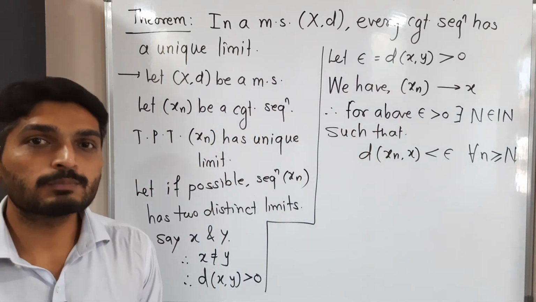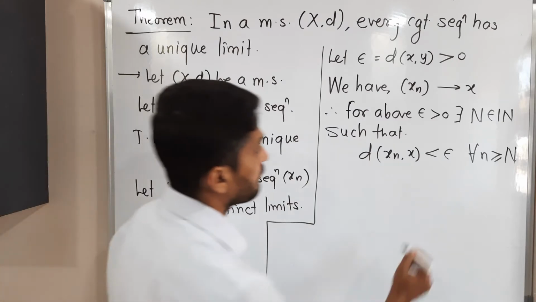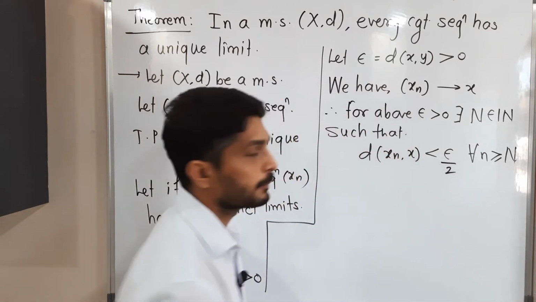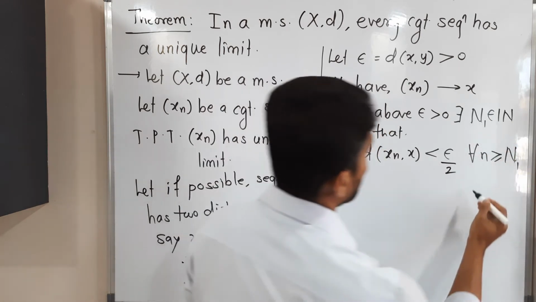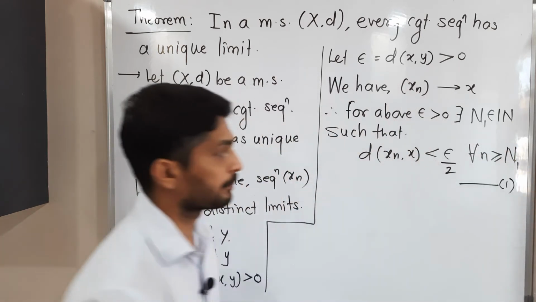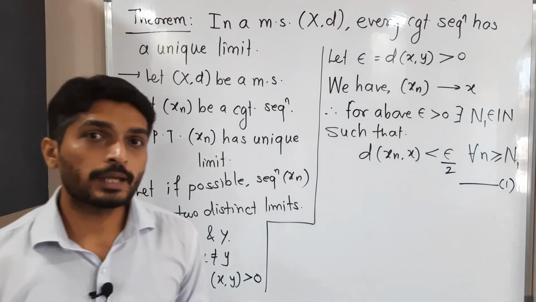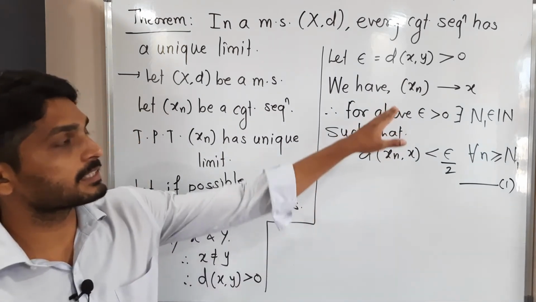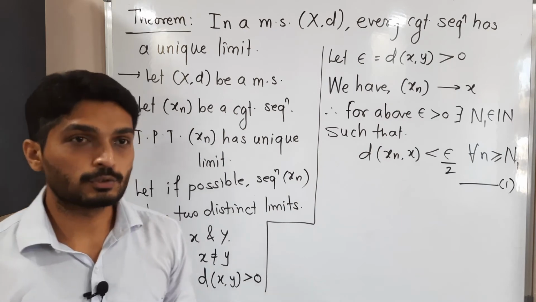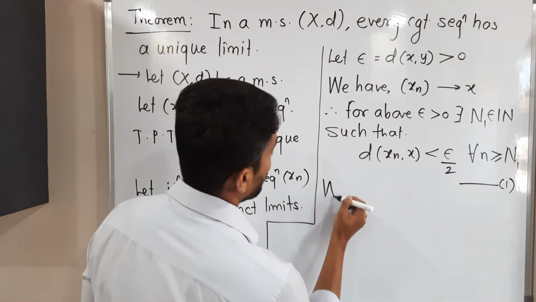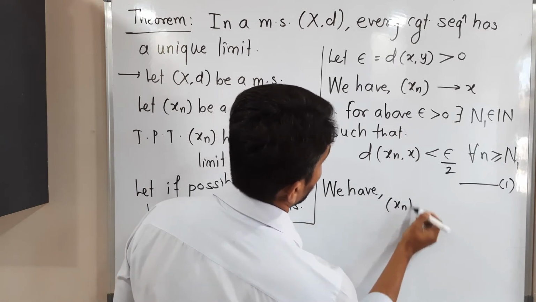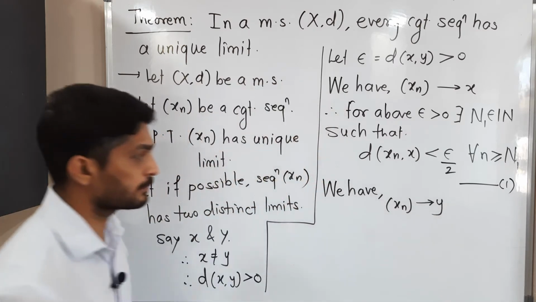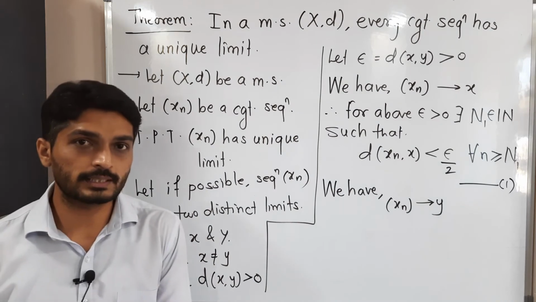See, I am going to do a small adjustment. Instead of epsilon, I will write epsilon by 2, as well as I will call it n1. Okay, and this is statement number 1. As well as we have one more piece of information. Our sequence xn converges to y also. We have xn converges to y. This is our assumption, since we have already assumed it has two distinct limits.